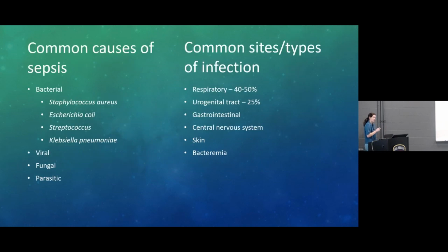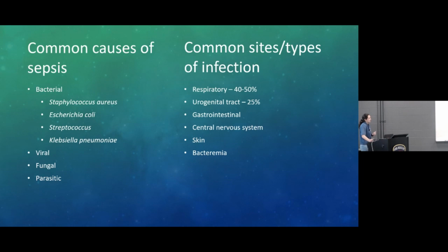So some common causes of sepsis. Most common cause is bacterial, normally due to staph, E. coli, strep, or Klebsiella. You can also have viral, fungal, and parasitic. Fungal we especially think about in immunocompromised patients, such as people on chemo or HIV, especially AIDS patients.